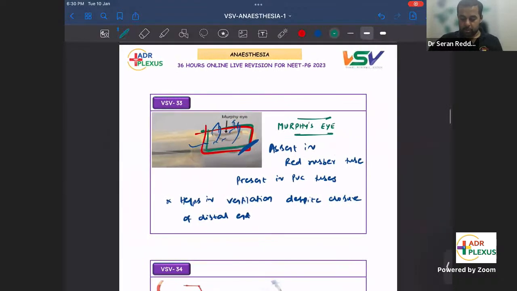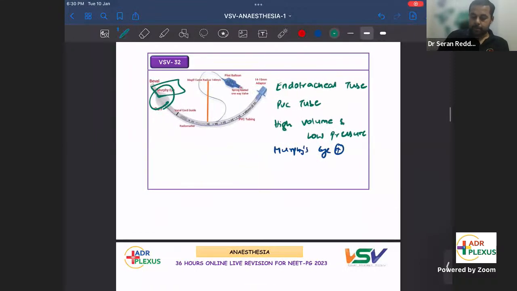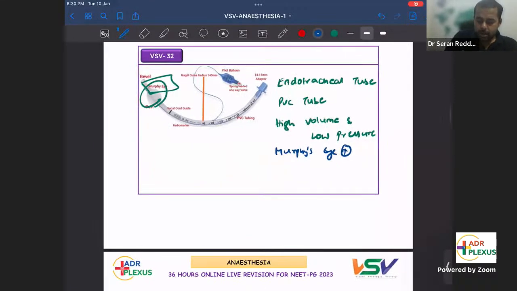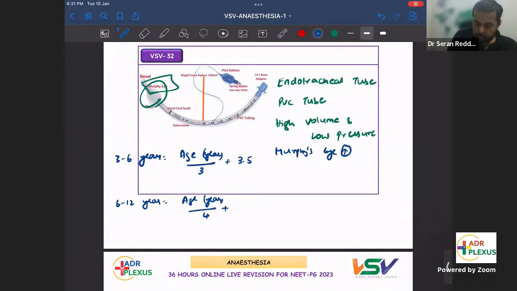Okay, how to measure endotracheal tube size? Yeah, I'll write it here. See, remember, usually below 6 years, between 3 to 6 years, you can measure by age in years divided by 3 plus 3.5. Then 6 to 12 years, 4.5. This is the internal diameter, ID.